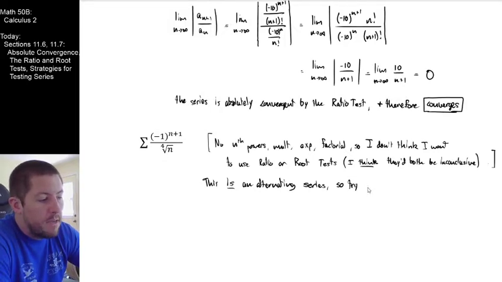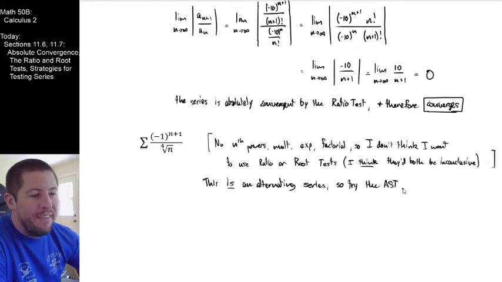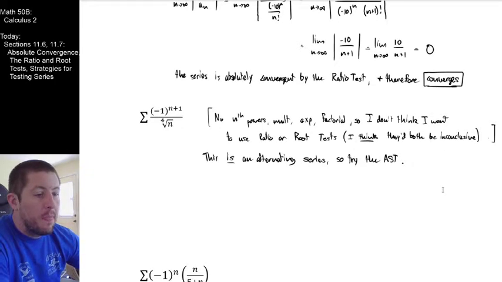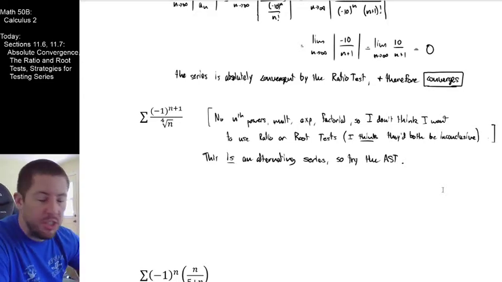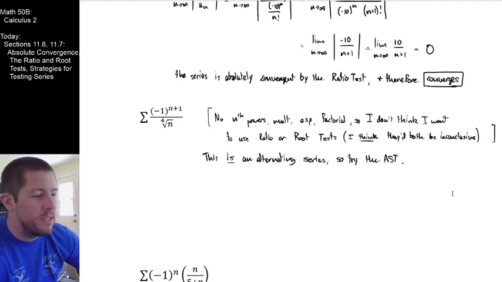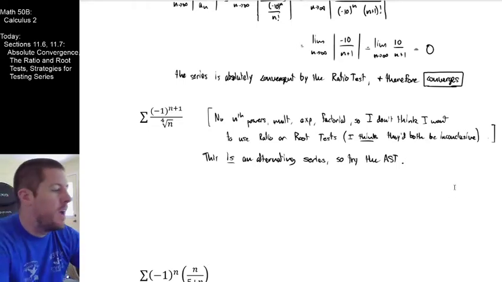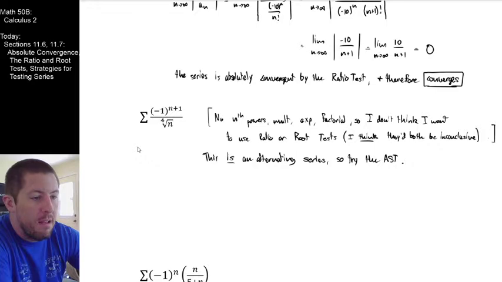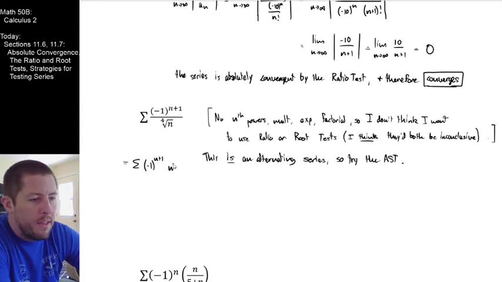So let's try the AST. Remember, the alternating series test says if the absolute value of the terms is decreasing over time, and if the limit of the magnitude of the terms goes to 0, then we are convergent. So I'm thinking to myself that this series can be written as negative 1 to the n plus 1 times n to the negative 1/4 or something like that. That's going to be my b sub n right there.